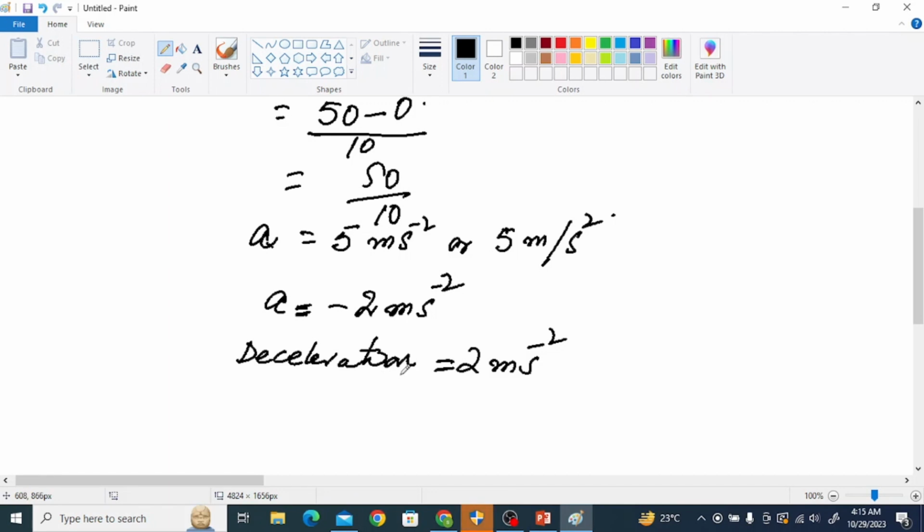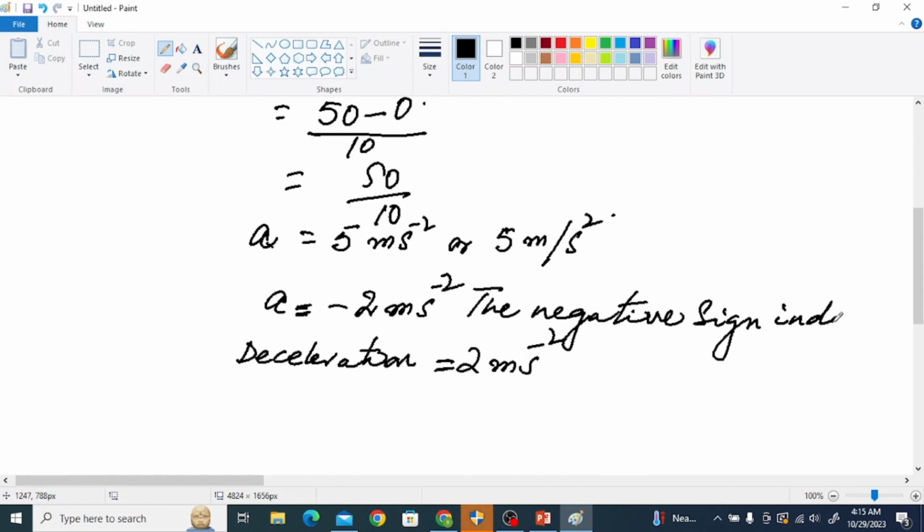But in the question, the condition is of deceleration. So if you are getting the answer of acceleration with a minus sign, remember that the negative sign of A indicates deceleration or retardation.